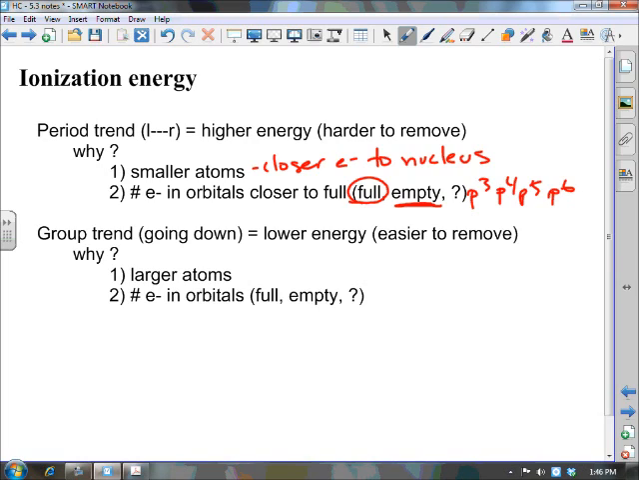Okay? So there we've got a period trend. Our group trend, going down. What happens? Well, as we go down, it takes less energy to remove an electron. Therefore, that's easier to remove. Why is that? Number one reason, the atoms are larger. If the electrons are getting farther away from the nucleus, it's going to be easier to take them away completely. We can also talk about whether the orbitals are full or empty, depending upon a specific situation.